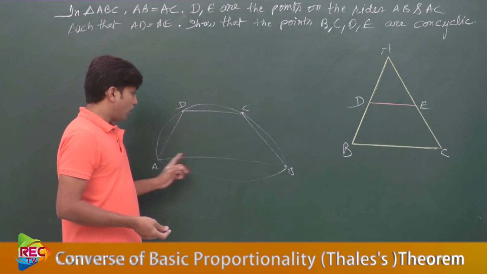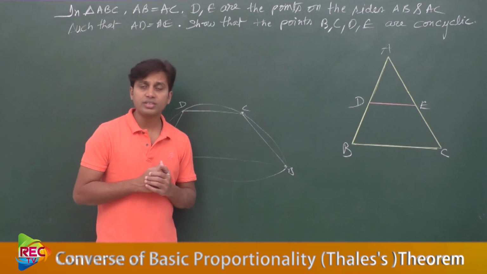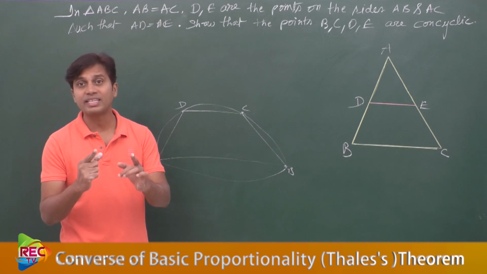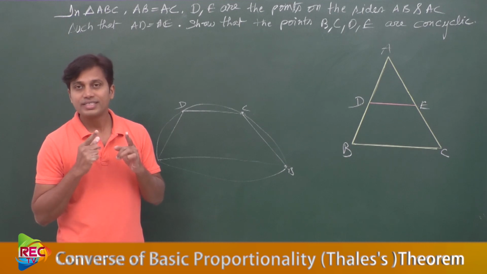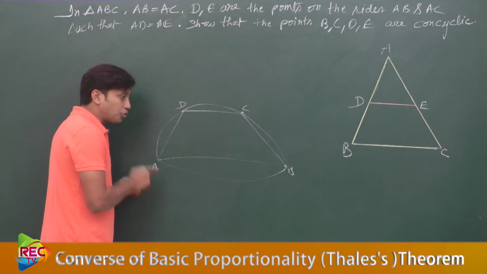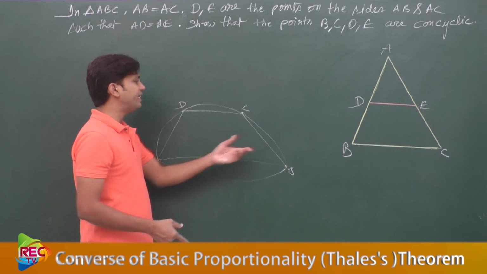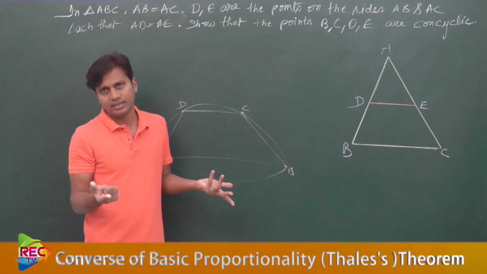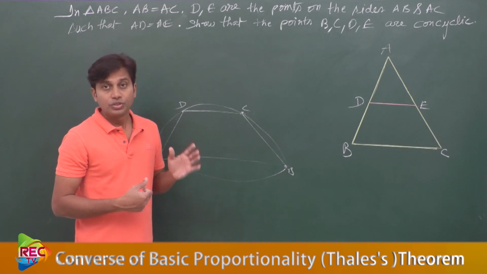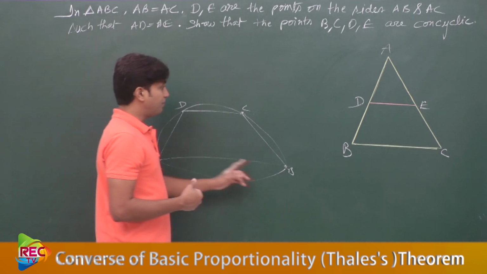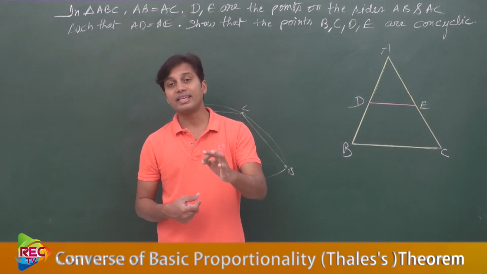If all the vertices of a quadrilateral are concyclic, then that quadrilateral is said to be a cyclic quadrilateral. Understood? That quadrilateral is said to be what? Cyclic quadrilateral. So we need to show that this is a cyclic quadrilateral. Then obviously B, C, D, E will be called concyclic, because all the vertices will be on the circumference. So we need to show that this BCED quadrilateral is a cyclic quadrilateral.